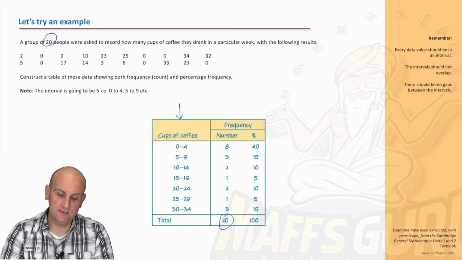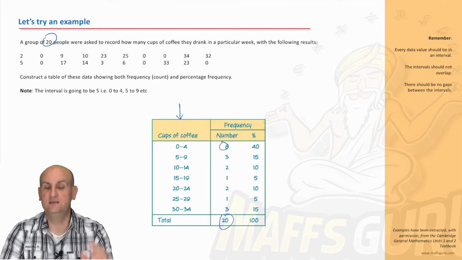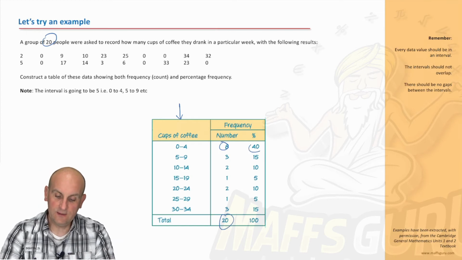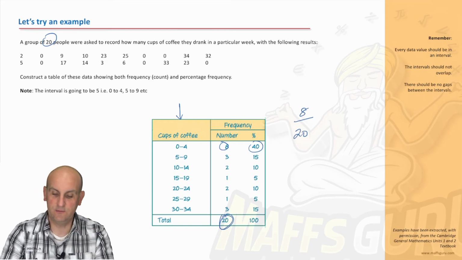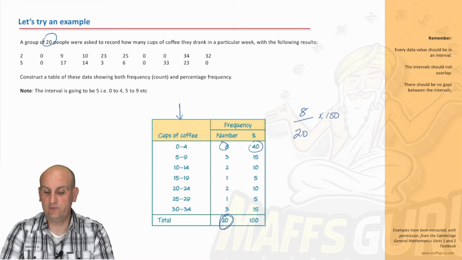And again, what do we notice? We got 8 cups of coffee, or 8 people drank between 0 and 4 cups of coffee a week. How do we get this 40%? Well, I took the number of people, which was 8, divided by the number of people who were asked. So 8 people drank between 0 and 4, 20 people in total. And when I put that into my calculator and times by 100, ka-ching, out came 40%.